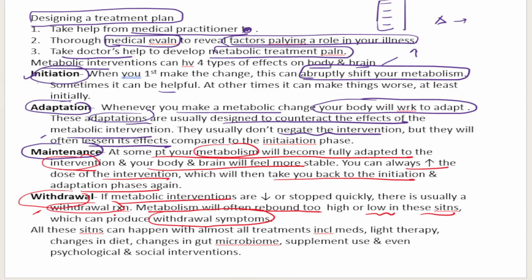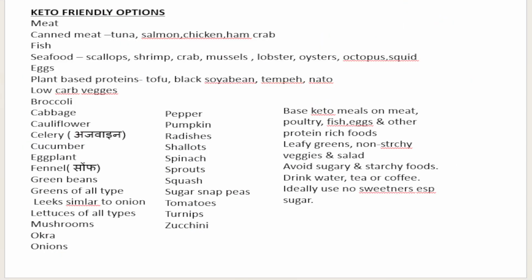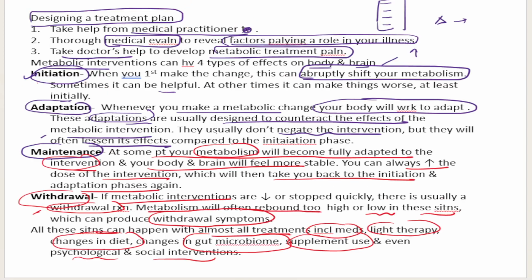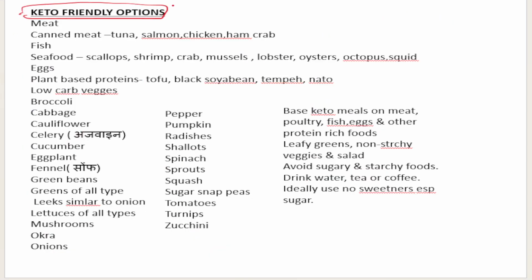And all these stages can happen with almost all treatments, which include medications, light therapy, changes in diet, changes in the gut microbiome, supplement use, and even psychological and social interventions. Now we come to certain keto-friendly options which can form part of a ketogenic diet. Although people with mental disorders need to do this diet only under medical supervision.